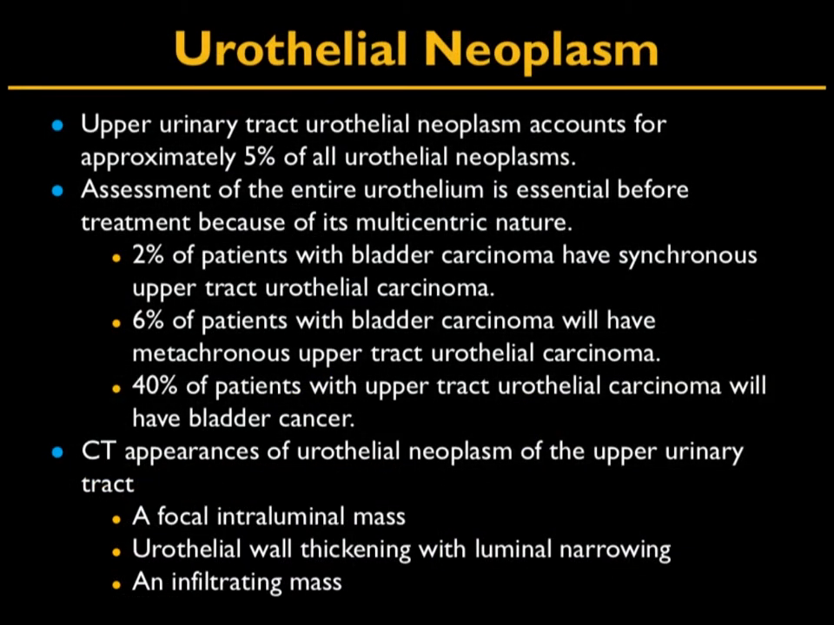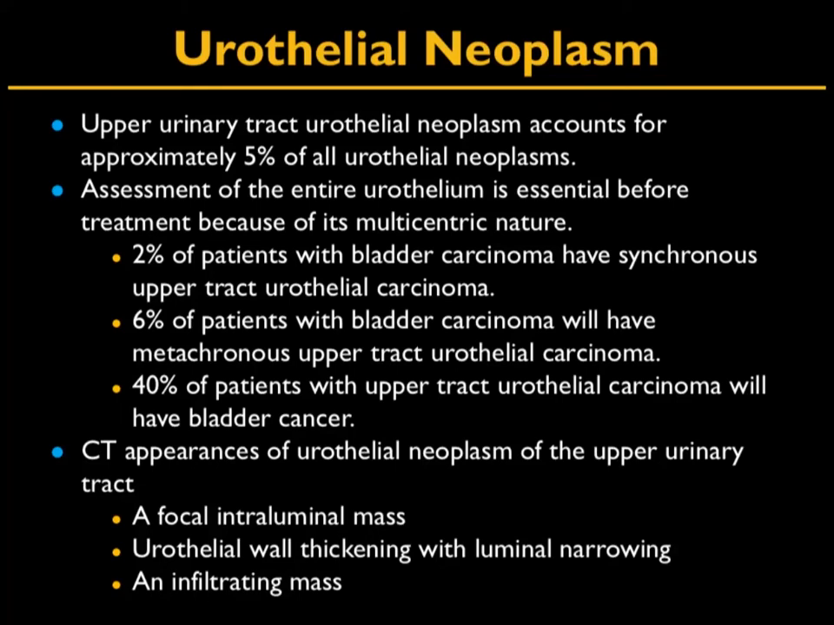Now, these findings, like renal tubular acidosis, are indeed very rare. When we think about things that involve the renal pelvis and collecting systems, we're typically thinking about urothelial neoplasms like transitional cell carcinomas. We think about them, but they're still only about 5% of urothelial tumors. The assessment of the entire urothelium is essential before treatment because of its multicentric nature. 2% of patients with bladder cancer have synchronous upper tract urothelial carcinomas. 6% of patients with bladder cancer will have metachronous upper tract urothelial carcinomas. And 40% of patients with upper tract urothelial cancer will also have bladder cancer.